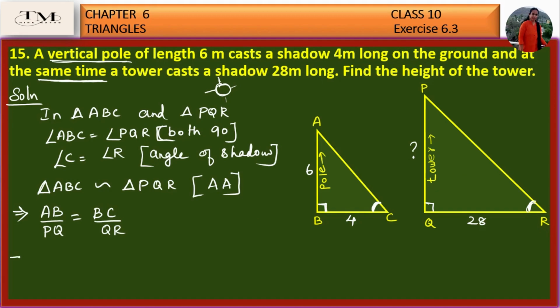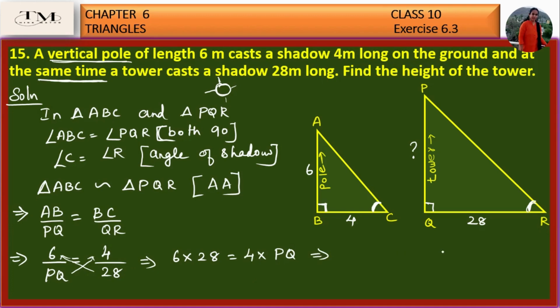So what we have, AB is equal to 6. 6 divided by what is PQ? PQ is the height of the tower which we need to find. So write it as PQ. What is BC? BC is 4. What is QR? It is 28. We need to find PQ. So just cross multiply. We get 6 into 28 equal to 4 into PQ.